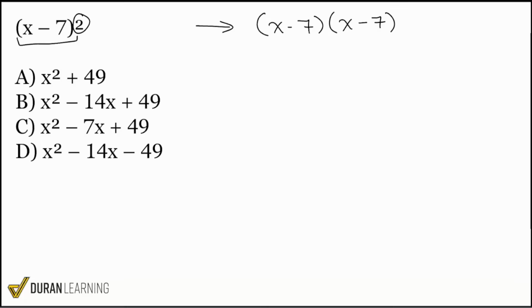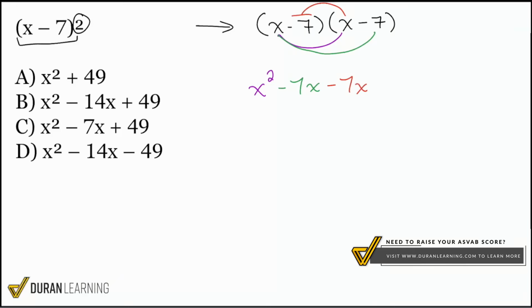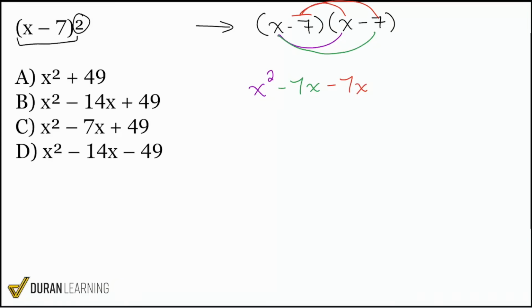So now that we have that going on, we're going to move forward like we have been with the distributive property. Everything from this parentheses multiplies with everything from the other. Here we go. We have x multiplied by x squared. X multiplied by negative 7, negative 7x. Then we're going to look to the negative 7 here. And let me just go up top. So negative 7 multiplied by x is negative 7x. And then negative 7 times negative 7. Well, a negative times a negative is a positive. And 7 times 7 is 49. So that's going to be plus 49.